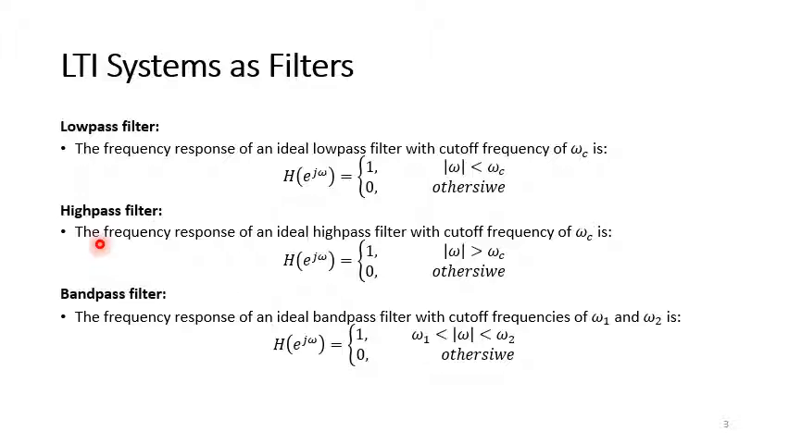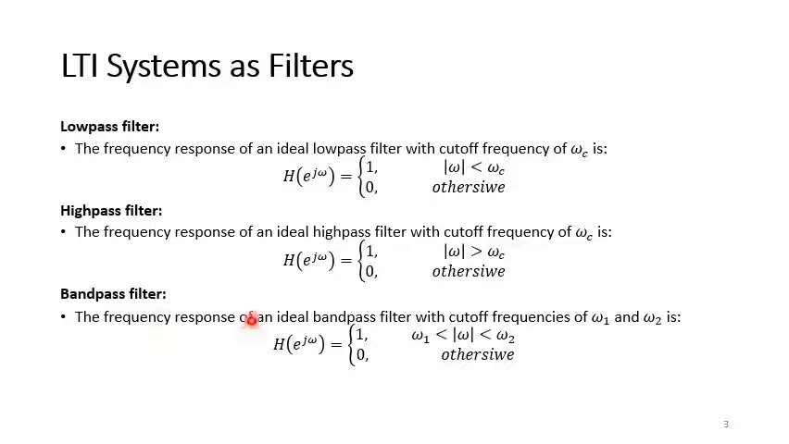Similarly, for the case of the high pass filter, a high pass filter will pass all the frequencies higher than the cutoff frequency. So ideally it will have 1 for frequencies with absolute value greater than omega c, because we are talking about both the negative and the positive frequencies. And for the smaller values of frequency, that is, the frequencies which are less than omega c, they will be stopped.